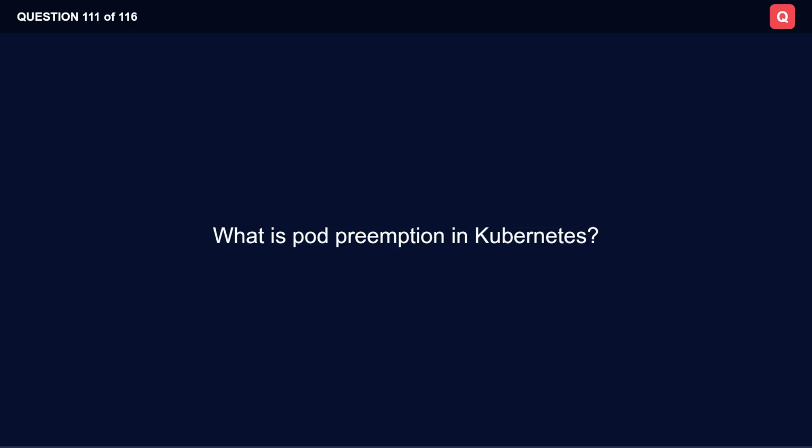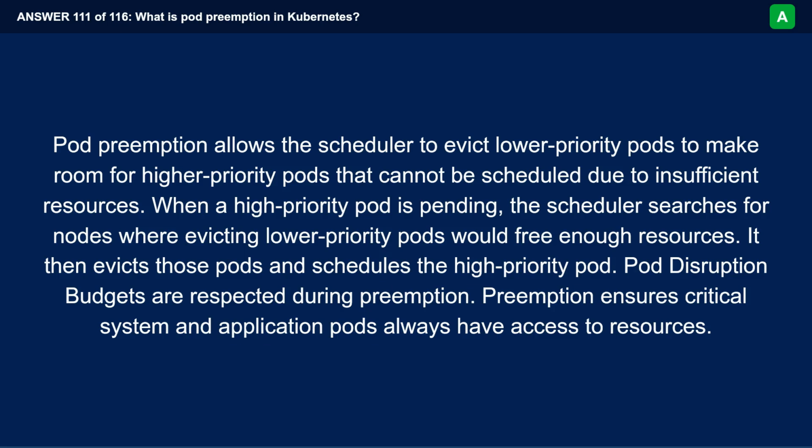What is pod preemption in Kubernetes? Pod preemption allows the scheduler to evict lower priority pods to make room for higher priority pods that cannot be scheduled due to insufficient resources. When a high priority pod is pending, the scheduler searches for nodes where evicting lower priority pods would free enough resources. It then evicts those pods and schedules the high priority pod.